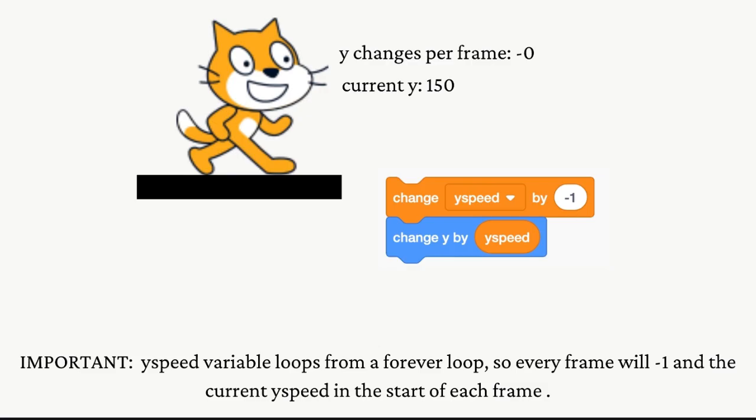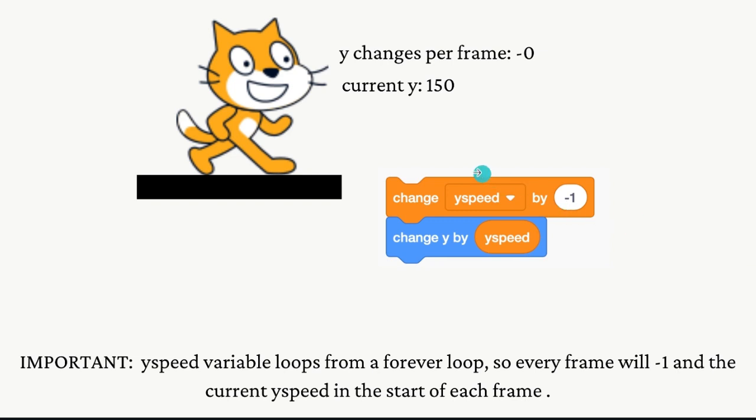So the idea of making the gravity is by using a variable in the "change y by y speed" block. So the y speed variable will loop in a forever loop. So every single frame that Scratch works, the y speed will change by -1, and the current y speed at the start of each frame means that every frame that Scratch uses, the Scratch cat will move -1 plus the current y speed at the start of each frame.